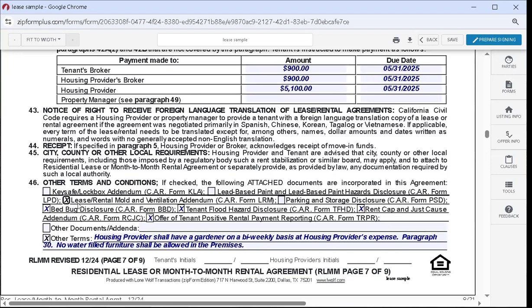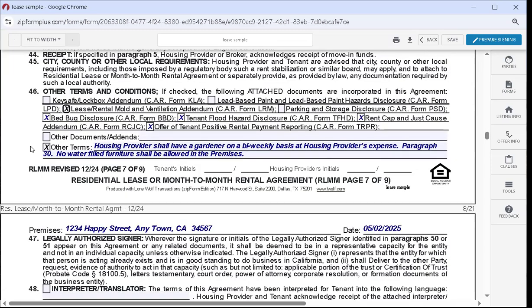Okay. I clicked the lease rental mold and ventilation. We do have a checklist for what's required on leases. Please review that. Bed bug's going to populate. The tenant flood hazard disclosure will auto populate. Offer of tenant positive rental payment reporting. Now you'll see down here, I clicked other terms. And what I put here was housing provider shall provide a gardener on a bi-weekly basis at housing provider's expense.